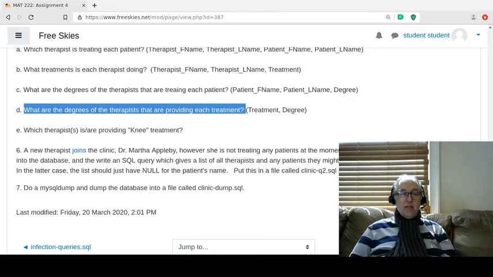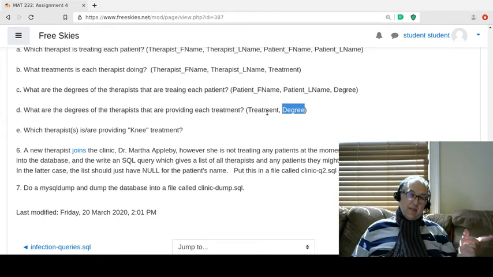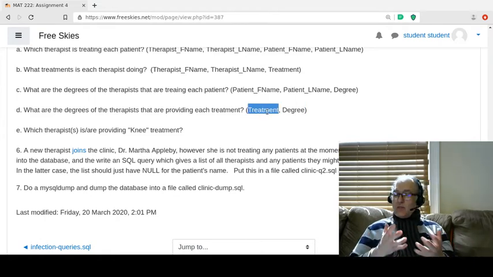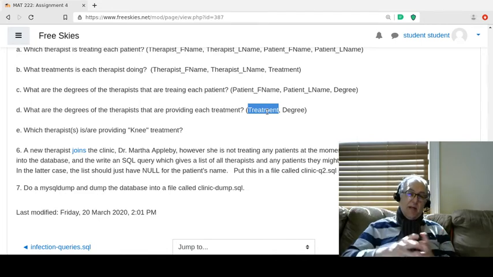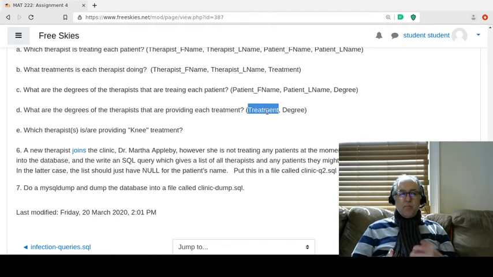Next, what are the degrees of the therapists that are providing each treatment? Same idea here. You want to have a treatment and then the degree of the therapist that is doing that treatment. Again, I don't want the therapist's name in there. I just want the treatment and the degree of the therapist that's providing that treatment. Once again, you might say, why would I want such a query? Maybe to answer questions like, is one particular type of treatment getting all the PhDs or something like that?